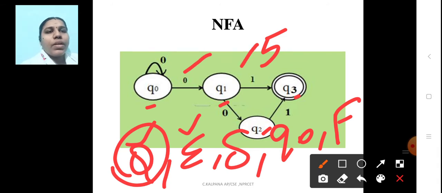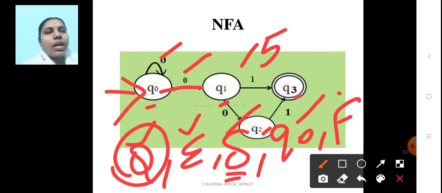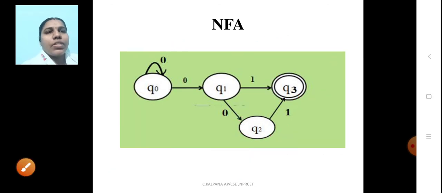So the input alphabet is 0, 1, and delta represents the transition function, that is, input moves from one state to another state. For example, Q0 moves to Q1 for the input 0. Q0 also moves to the same state Q0 for the input 0. So this is the transition function, how the input is processed from one state to another state, where Q0 is considered the start state and Q3 is considered the final state.